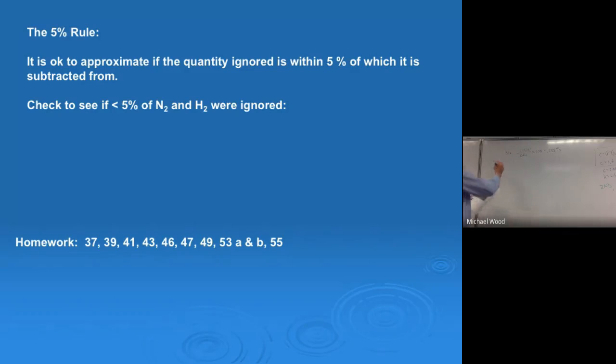Now, if I do it for the H2, so the H2 was 3 times 0.00 over 0.373. So we had 3x times 100.